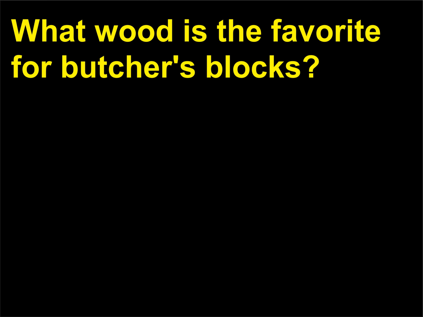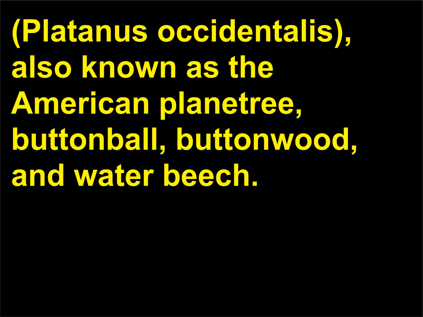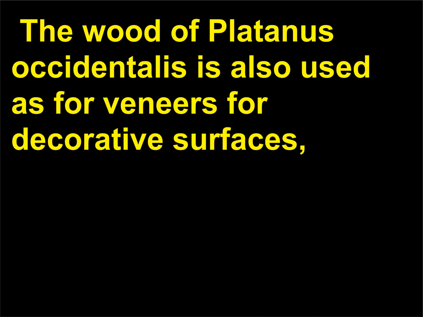What wood is the favorite for butcher's blocks? Because of its resilience, the preferred wood for making butcher's blocks is derived from the American sycamore, Platanus occidentalis, also known as the American plane tree, buttonball, buttonwood, and water beech. The wood of Platanus occidentalis is also used for veneers for decorative surfaces, fence posts, and fuel.